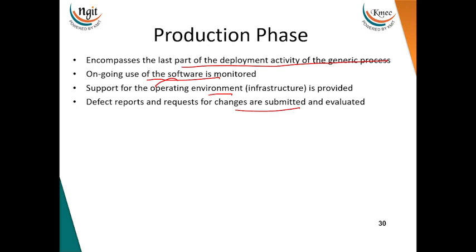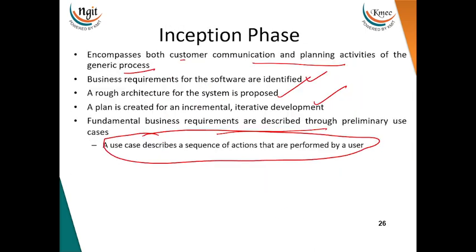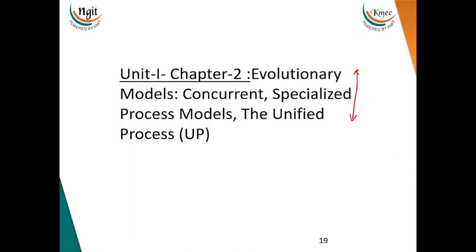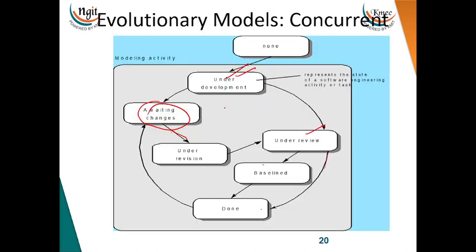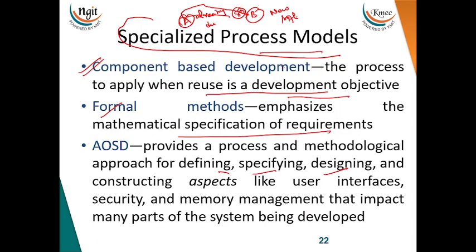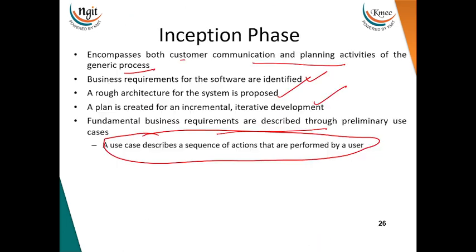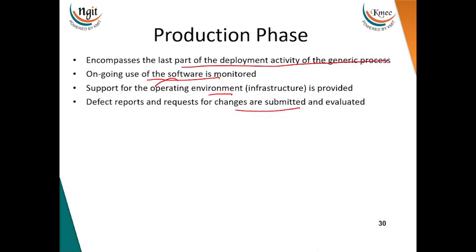With this one, I'll wind up this class. What we have done today is we have seen evolutionary process models, the concurrent model, and specialized process models. I just told you different process models in one slide. I have explained what these are: component-based model, formal methods, AOSD, then the unified process model, which is nothing but this one, and what are the phases we require, and the production phase.